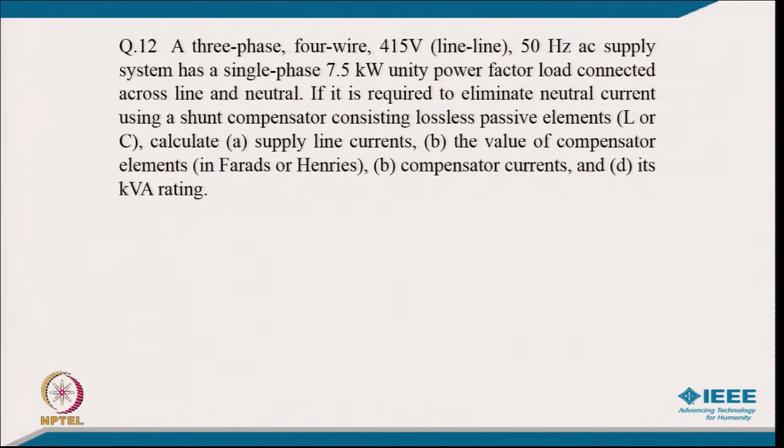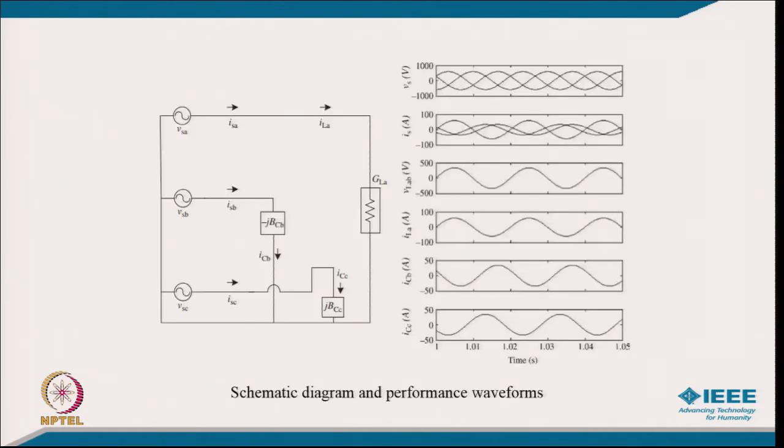Well, coming to the example number 12, this is on a 3 phase 4 wire system, for a 415 volt 50 hertz AC supply system, with a single phase 7.5 kilowatt load, unity power factor load connected across line to neutral. It is required to eliminate the neutral current using a shunt compensator consisting of lossless passive elements, and calculate the supply line current, the value of the compensator element, and compensator current and its kVA rating. So, here you can see the network.